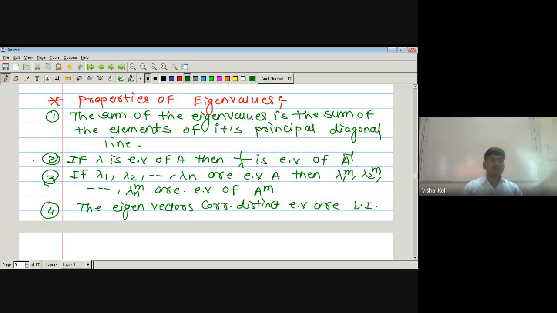These are the 4 important properties of the eigenvalues. First one says that the sum of eigenvalues is nothing but the sum of the principal diagonal elements of a given matrix, and second one, if lambda is an eigenvalue of A, then 1 upon lambda is the eigenvalue of A inverse. If lambda 1, lambda 2 up to lambda n are the eigenvalues of A, then lambda 1 to the power m, lambda 2 to the power m up to lambda n to the power m are the eigenvalues of the matrix A to the power m, and the eigenvectors corresponding to distinct eigenvalues are linearly independent. Okay.